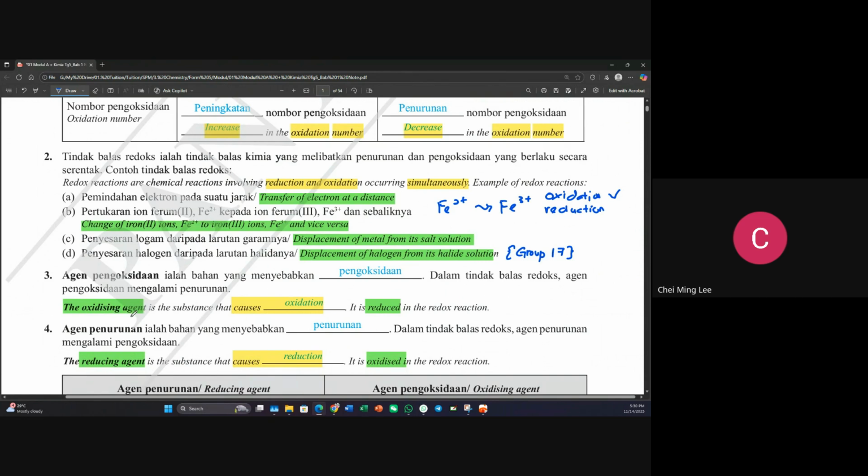So, an oxidizing agent is the substance that causes oxidation to happen. So its function is to reduce in a redox reaction, while a reducing agent causes reduction. So the process is it oxidizes in the redox reaction. So in short, 就是说 in short, the oxidizing agent will reduce elements. The reducing agent will oxidize elements in redox.